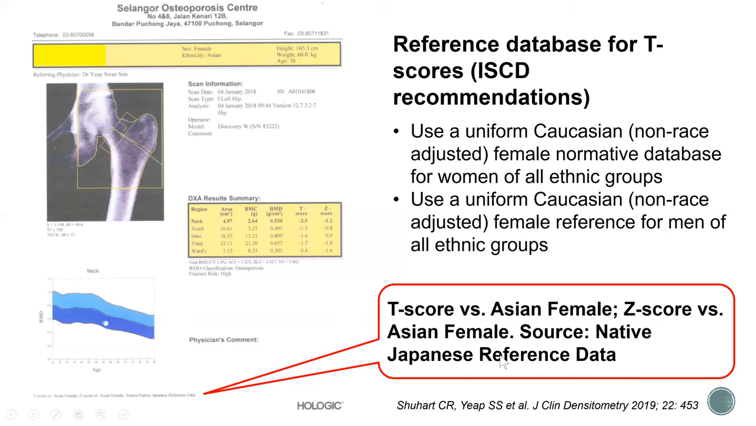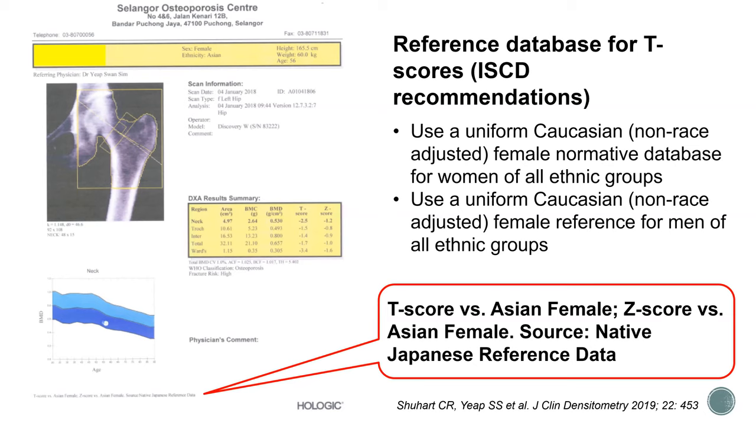This should be pre-programmed. The only time you might want to change this is if you get an expat, or someone who's not local, who comes and sees you. Then when you measure the BMD, make sure the database is changed so that you have an accurate comparison. Now, why is this important? Because Caucasians, as you would imagine, have bigger bones. So if you're comparing an Asian population against a Caucasian population, you would automatically end up with more osteoporosis, because you're comparing thin bones against thick bones.